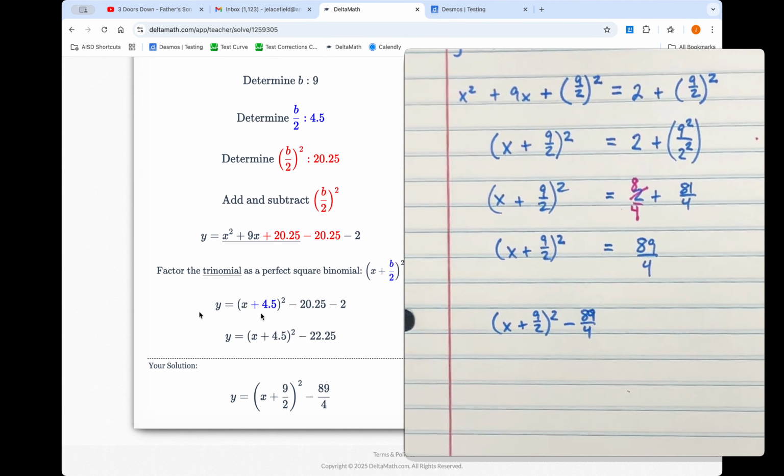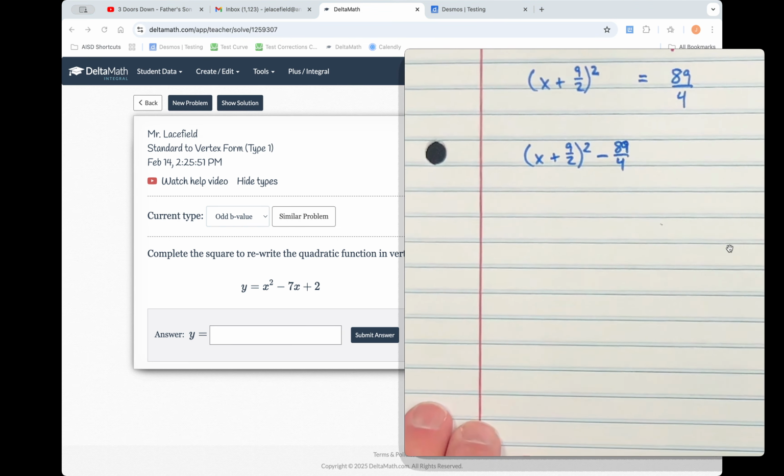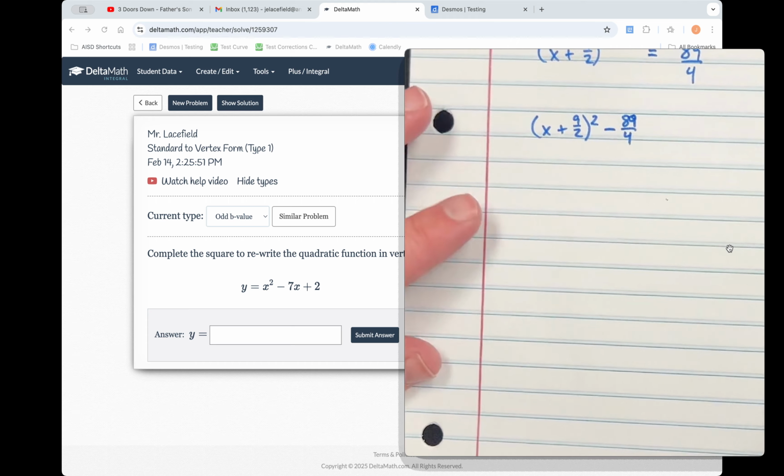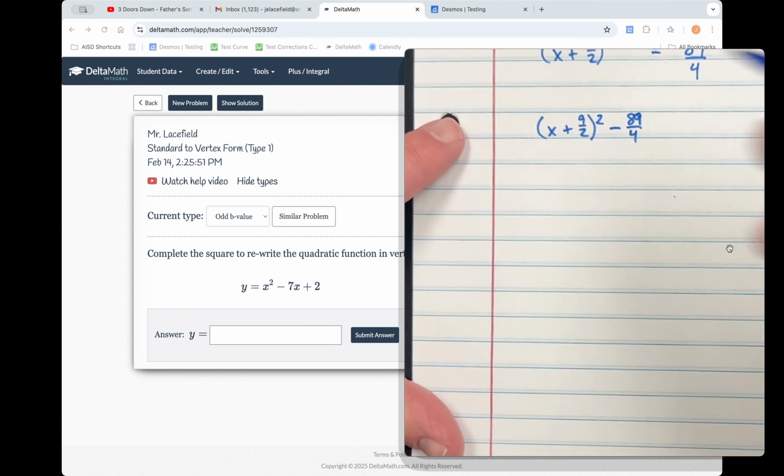Okay, let's do one more odd number problem. Let's do a number other than 9. There we go. There's a good one. Well, let's do a negative. Just kind of going through until I find one. All right, there we go. Okay, so now this time we have a negative b value.